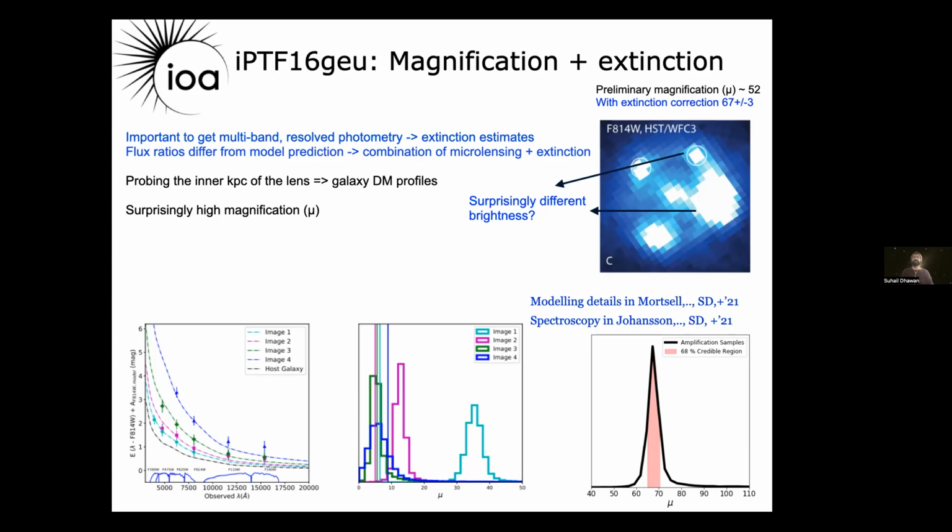One thing that's really interesting is that while with the unresolved data in just a single filter, we thought that this would be around 50 times magnified, when we actually account for the fact that these images are extinguished, the inferred magnification is a lot more precise and a lot higher than what we would expect. So in order to precisely constrain the lensing magnification in a model-independent way, we need the multi-wavelength follow-up. And it's really cool to see that we can constrain it to such a precise, almost 5% constraint on mu, such that we can then build an amplification distribution.